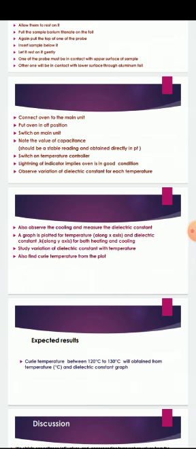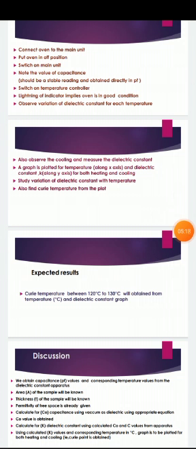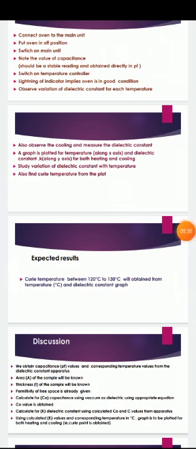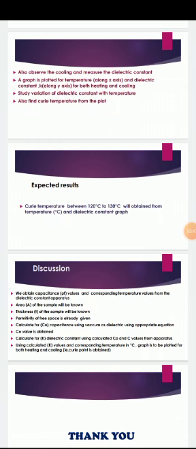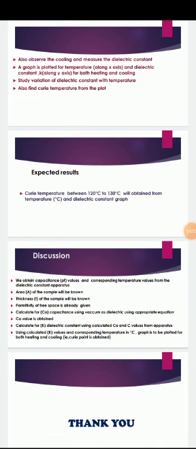Now connect the oven to the main unit and put the oven in off position. Switch on the main unit and note down the values of capacitance, and it should be a stable reading. Now we need to switch on the temperature controller. Then the lighting indicates that the oven is in good condition. Now we can observe the variation of dielectric constant for each temperature. Also we need to observe the cooling process and measure the dielectric constant. Now a graph can be plotted for temperature along the x-axis and dielectric constant along the y-axis for both heating and cooling.